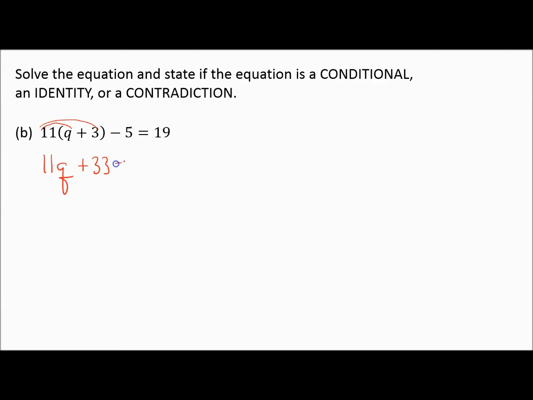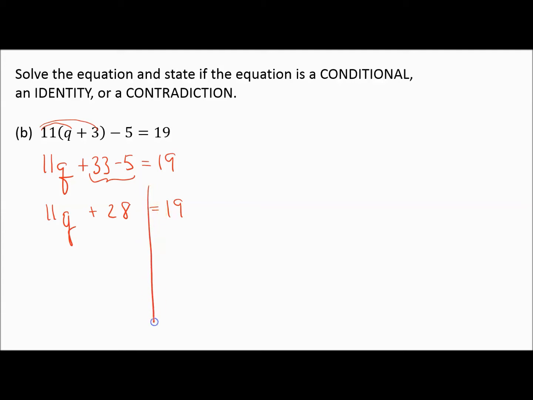The minus 5 is outside the parentheses, so I just bring that down. And on the right, that is completely simplified. That's just 19. Now I have some like terms here. This 33 and this minus 5, I can go ahead and combine together. Those are both constants. So I have 11q, and then 33 subtract 5 gives me 28, and it's positive. So I put plus 28 equals 19. And then now each side is completely simplified.